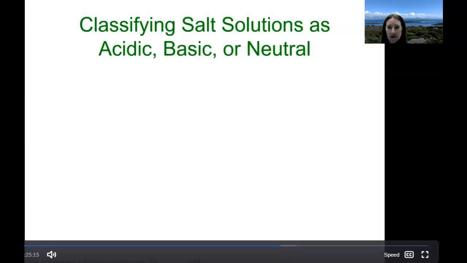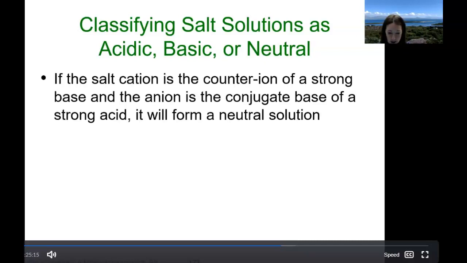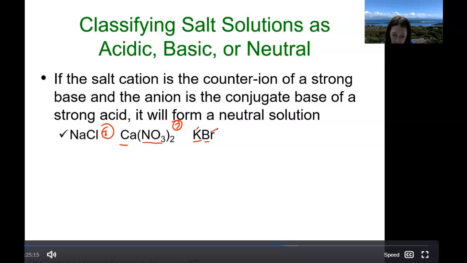Okay, classify these as acidic, basic, or neutral. So now we look at this. NaOH, HCl: strong base, strong acid. This is going to be neutral, pH 7. Ca(OH)2, calcium hydroxide, strong base; HNO3, nitric acid, strong acid. pH of 7, neutral. KOH, strong base; HBr, strong acid, pH 7.